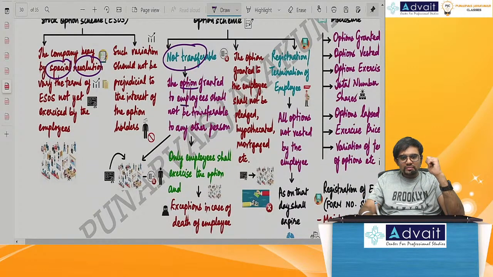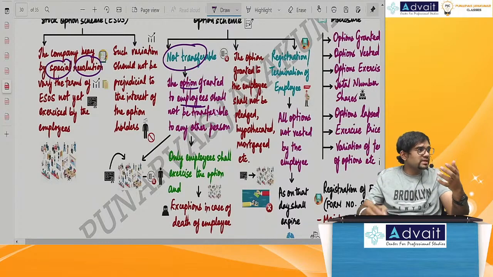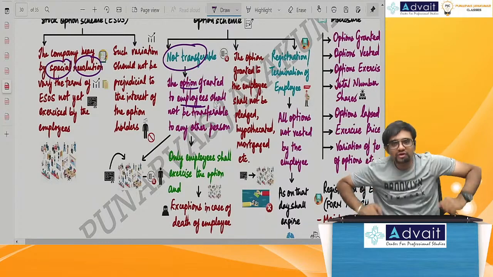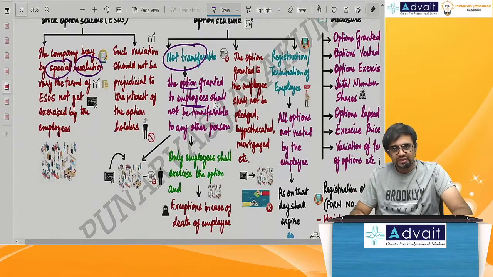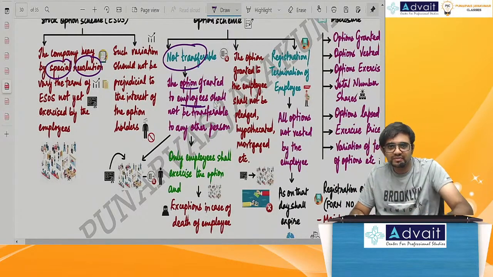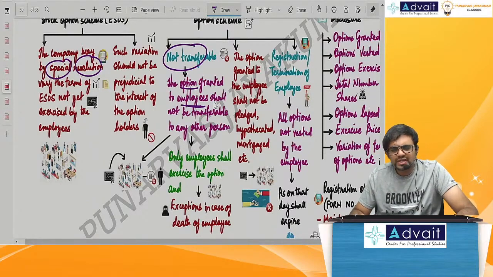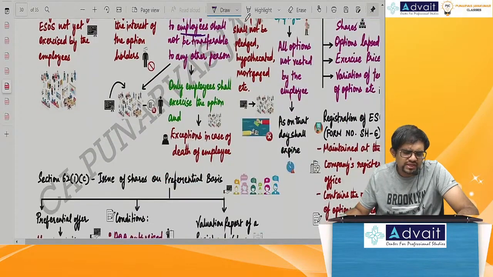The option granted to employees cannot be transferred to somebody else. He cannot say, sir, I don't want the option, I will transfer it to somebody else. Rights shares can be transferred. I have a right to buy the shares, that right I will transfer to somebody else. But ESOP, the right to purchase shares at a future date, cannot be transferred to somebody else because only that person I am giving. Exception can be what, guys?